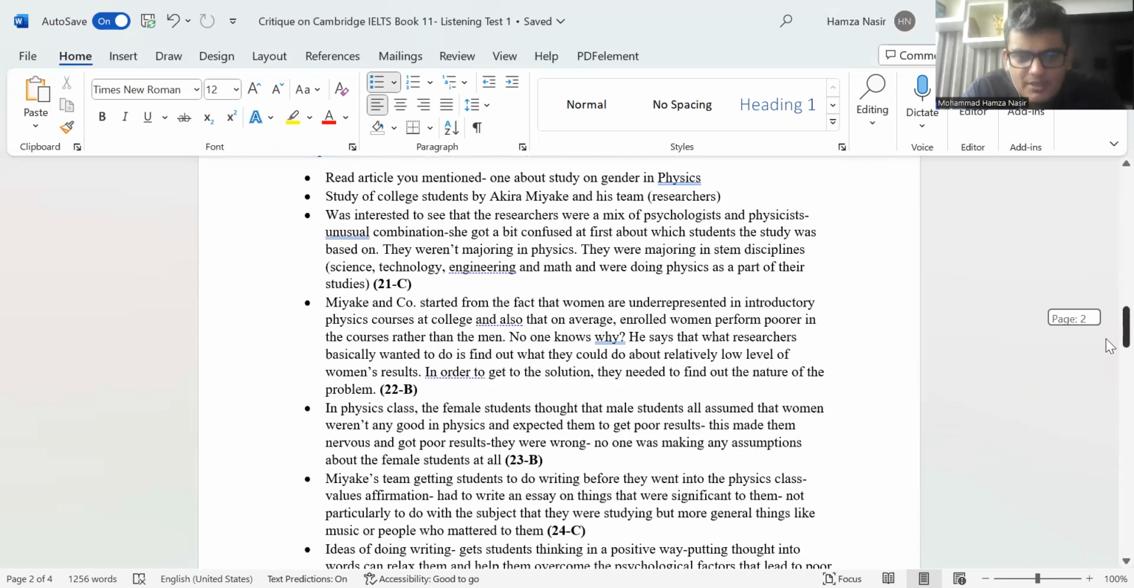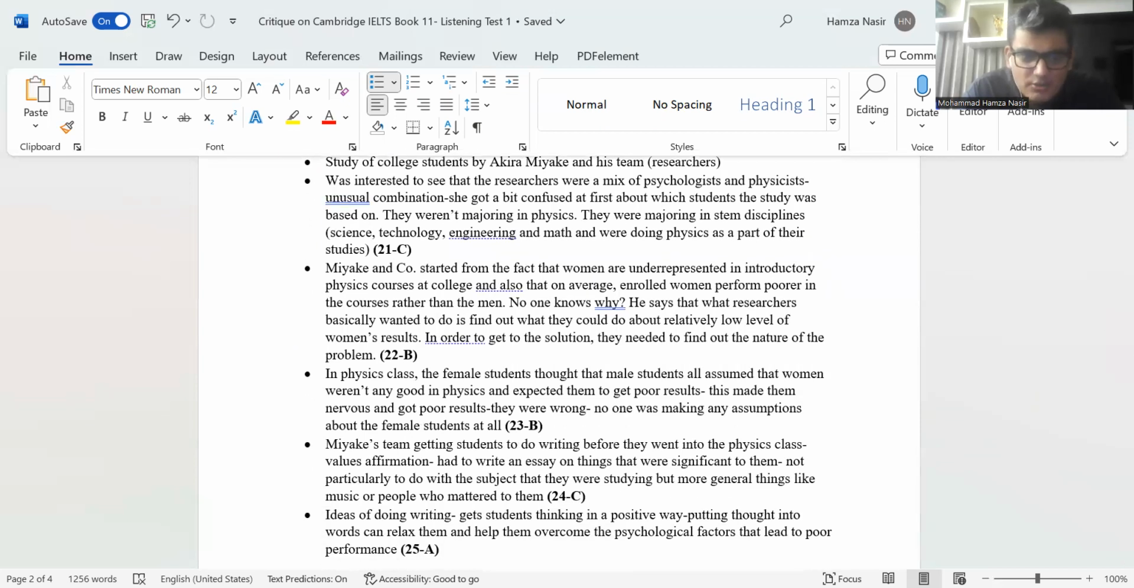Next up, you look at question 22, which was about the aim of the study. What were they investigating? Miyake and co. start from the fact that women are underrepresented in introductory physics courses at college, and also that on average, enrolled women perform poorer in the courses than the men.